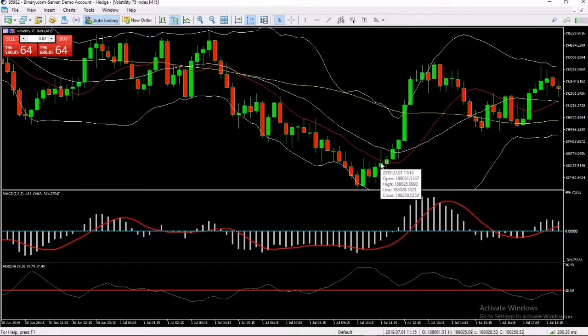Do you understand? So, I told you, once you see this thing becoming narrow and this is above the red line, you should start expecting a buy. So when this candle closed, another candle opened here.